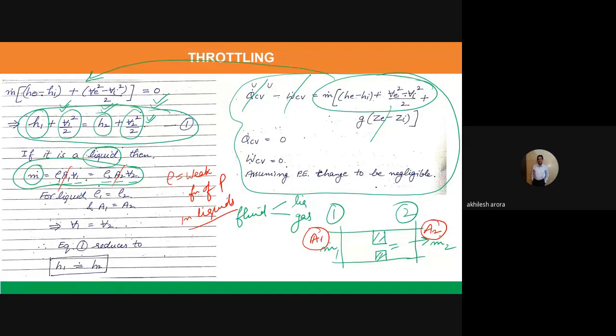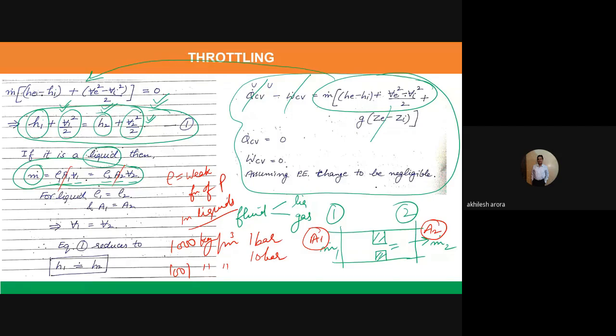Okay, so even if the pressure is varying a lot, in case of liquids the density will not change much. For example, the density of water is 1000 kg per meter cube at 1 bar. Even if you take 10 bar pressure, it may be 1001 kg per meter cube. So it's not a huge difference. So I can say that the density is also nearly the same.